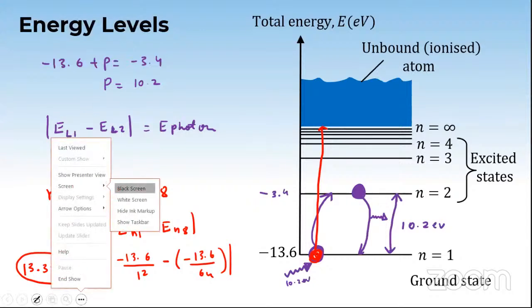Because I know that the energy of photon is equal to h nu, and that is equal to the energy of one orbit minus the energy of the other orbit. If you use this formula, you'll get it easily.